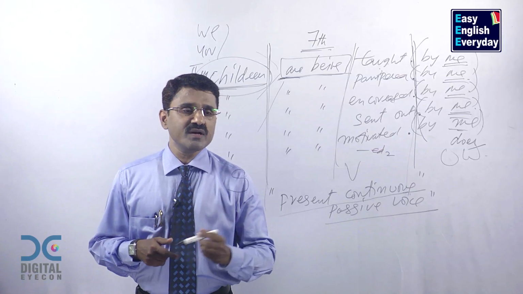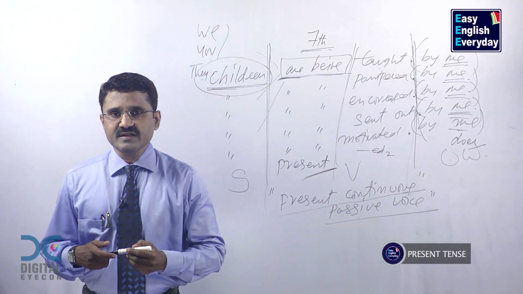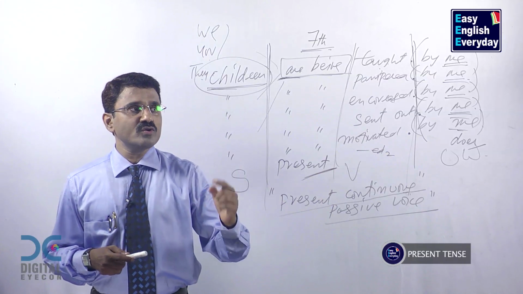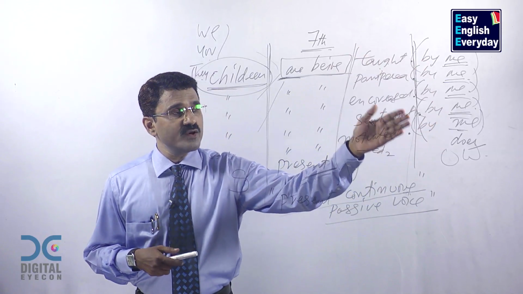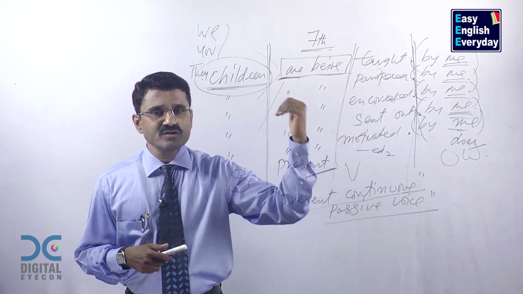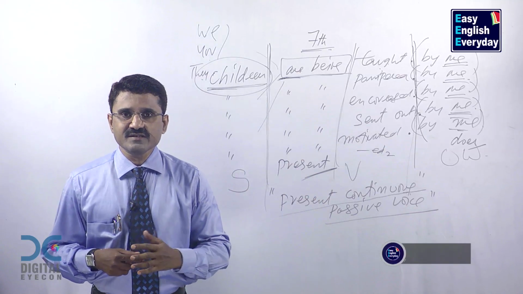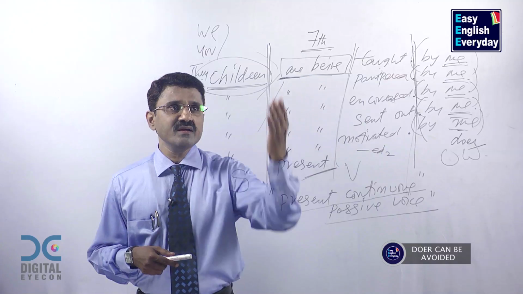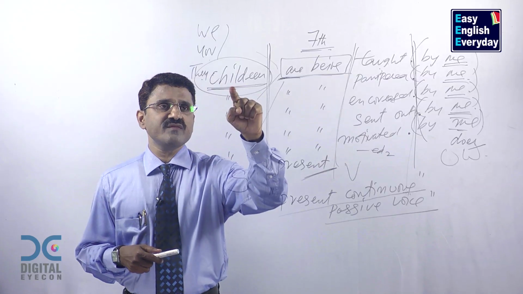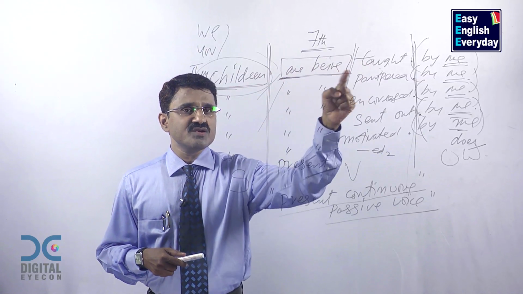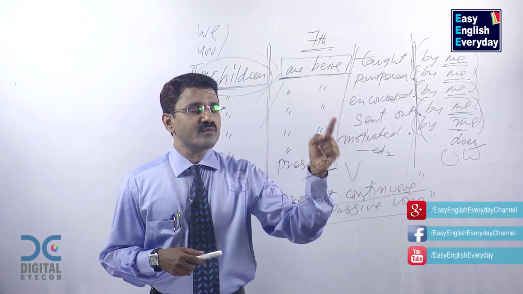And when should I use this one? You should use this when you are talking for present time, present tense. And you should use this when you want to downplay, when you do not want to give importance to the doer, when you want to hide the doer, when you want to ignore the doer, if the doer is unimportant, if the doer is insignificant, if the doer is not worth mentioning, then use this type of sentences. This is a living subject. That's why we have taken children are being taught, children are being pampered, children are being encouraged, children are being sent out, children are being motivated.